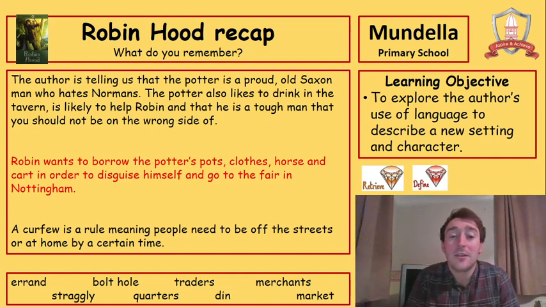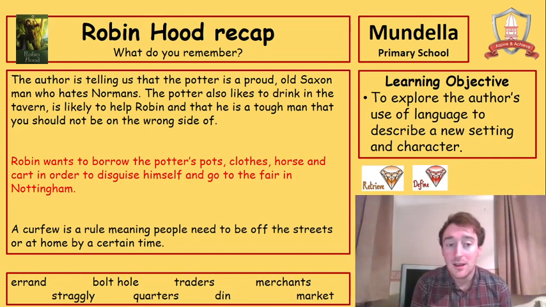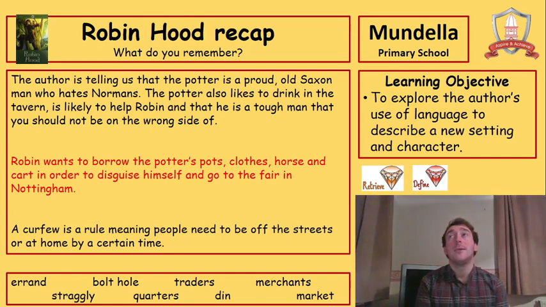The author is telling us that the Potter is a proud old Saxon man who hates Normans. Remember, the Normans came to England a lot longer after the Saxons, so the Saxons have been there for hundreds of years, and the Normans are new and they've basically taken over. The Potter also likes to drink in the tavern. He is likely to help Robin, and he is a tough man that you should not be on the wrong side of. That's what we know so far, after hearing from Tull, Robin's scout, and also Little John said that he had a run-in once with the Potter and got a blow on the head from his staff for trying to rob him with the greenwood toll, if you remember.